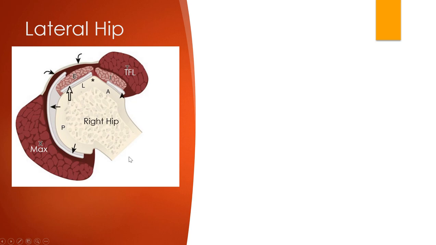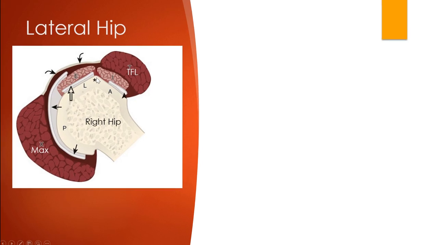If you're familiar with ultrasound anatomy, when we look at a transverse lateral hip, we have our probe positioned here over the greater trochanter, and we see a little bump in the bone.